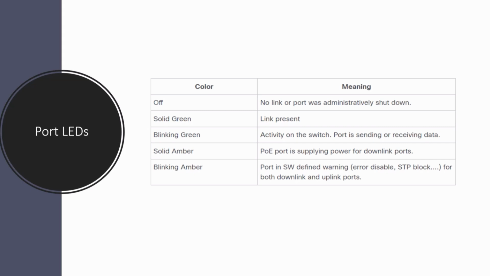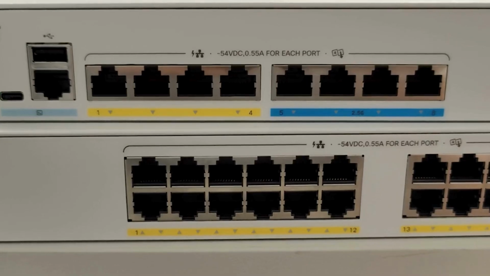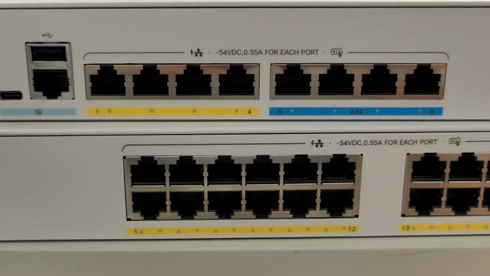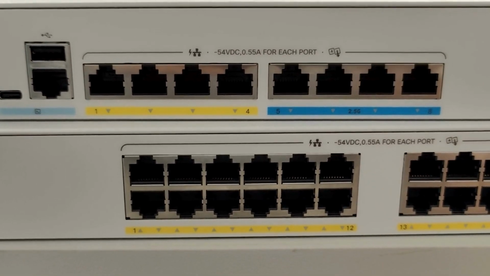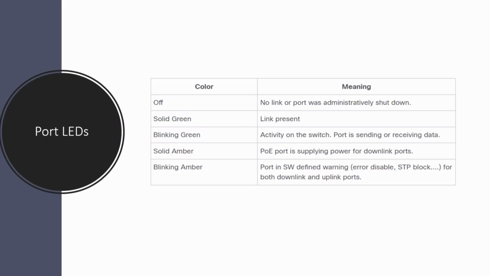Some switch models feature Power over Ethernet, PoE, functionality. These ports are marked with a yellow line underneath them, as shown here. PoE ports send status messages as well. A solid amber light indicates that PoE is being supplied to a connected device.